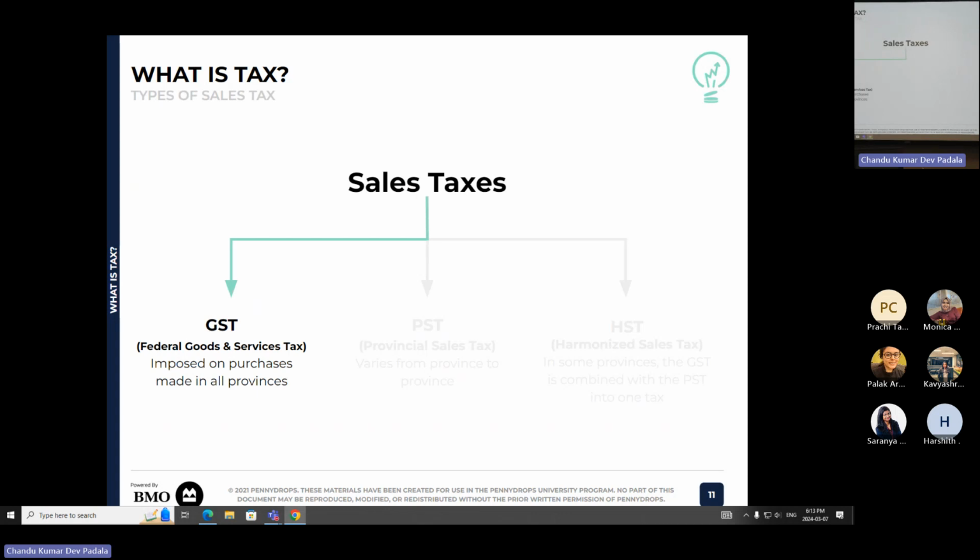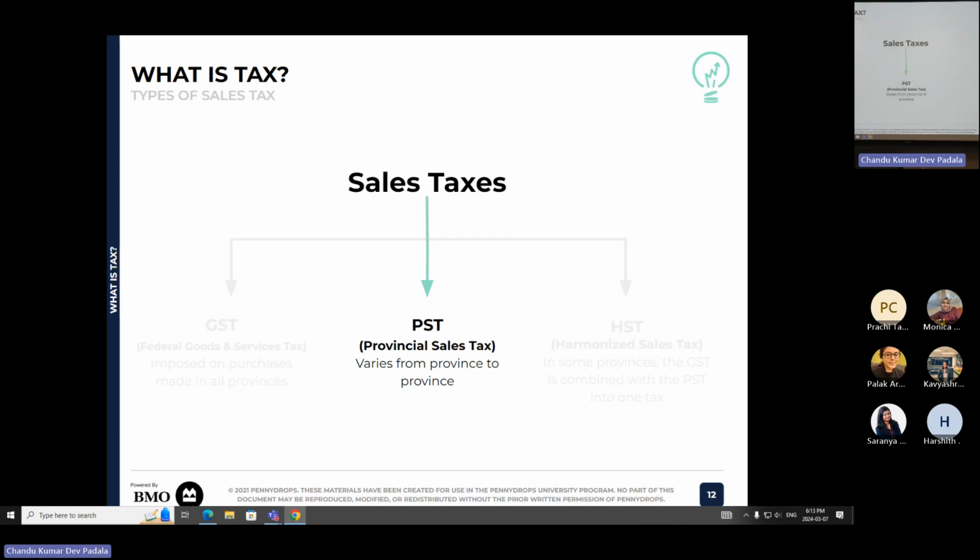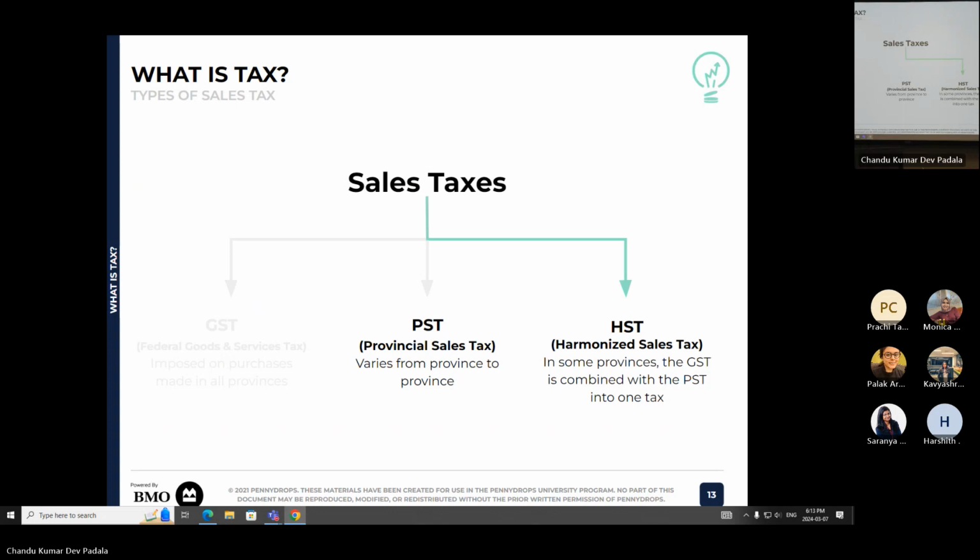Types of sales tax. The first one is the GST. This is the federal sales tax, and it's imposed on purchases made in all provinces. Then you have the PST, provincial sales tax, and it varies from province to province in terms of what the rate is. And then you have HST, the harmonized sales tax, which essentially combines the two types of taxes, PST and GST. In Ontario, we have HST, so you'll see it's 13% there on your receipt.